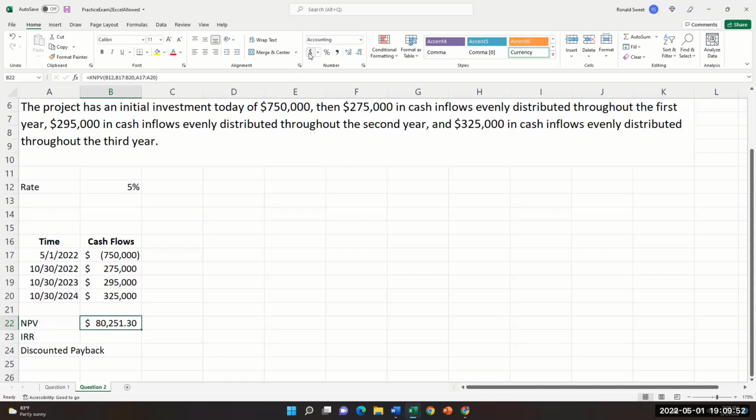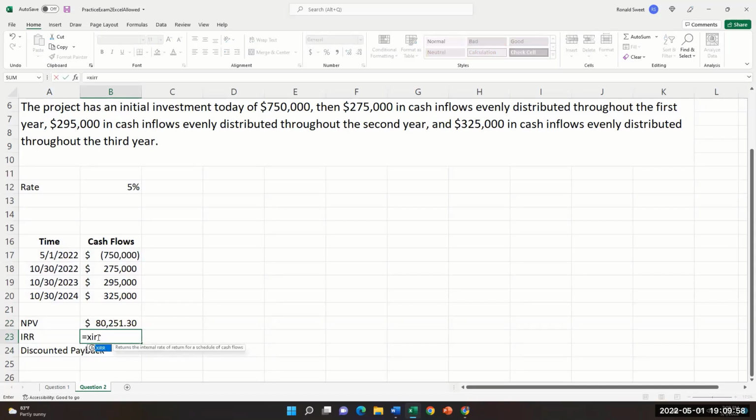Hopefully y'all were getting this same answer. The IRR, same thing, XIRR. Do the values, do the dates. They don't really need a guess anymore. So you get 12.36%. And then a discounted payback's the most difficult one.